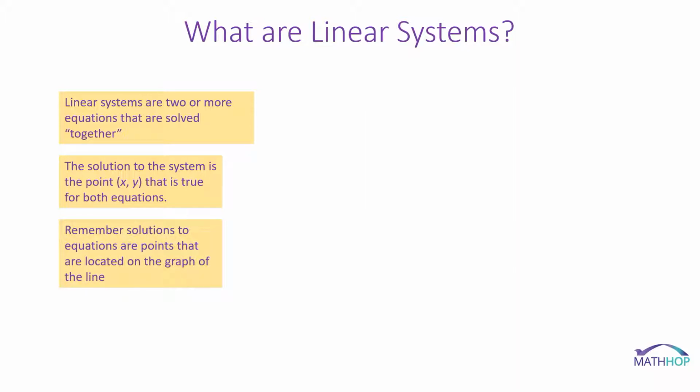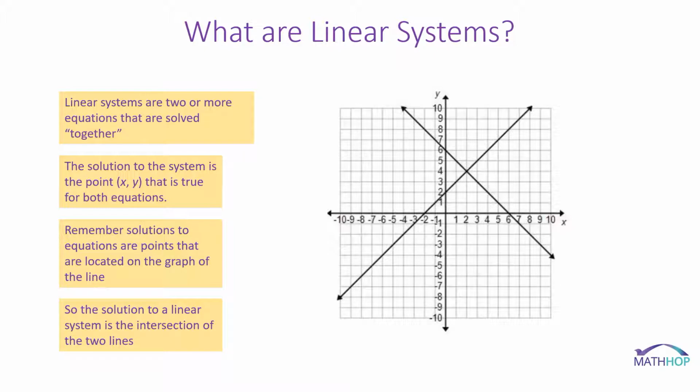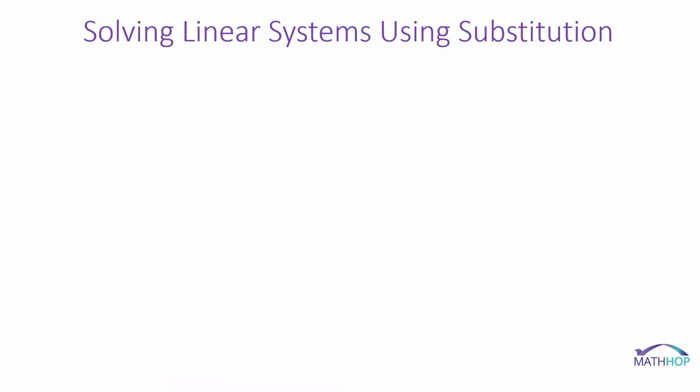Remember that when we are solving linear equations, solutions are simply points along the graph of that line. So if we're solving a linear system with two equations, our solution needs to be a point on the line of both equations. Therefore, if we look at this linear system that's graphed, the solution is simply (2, 4), because that's where the two graphs intersect. Okay, hopefully that was a review.